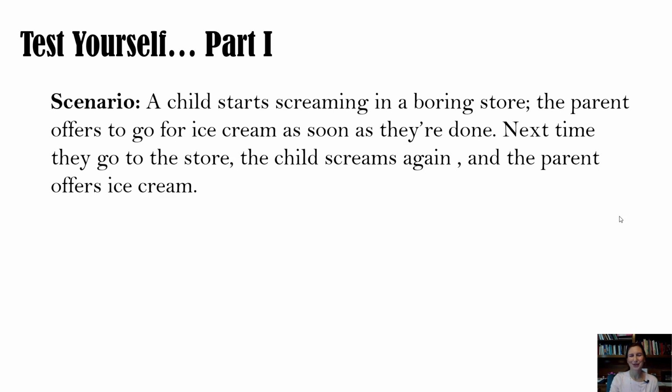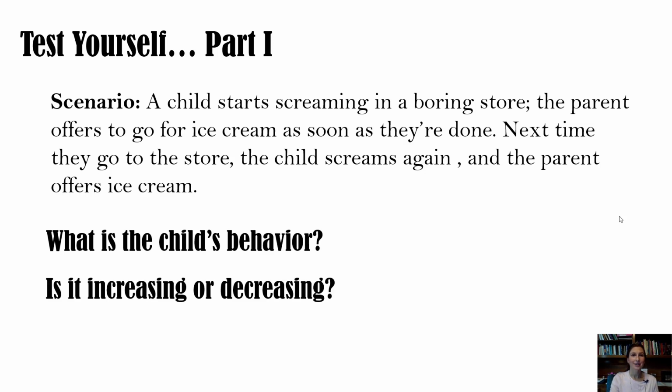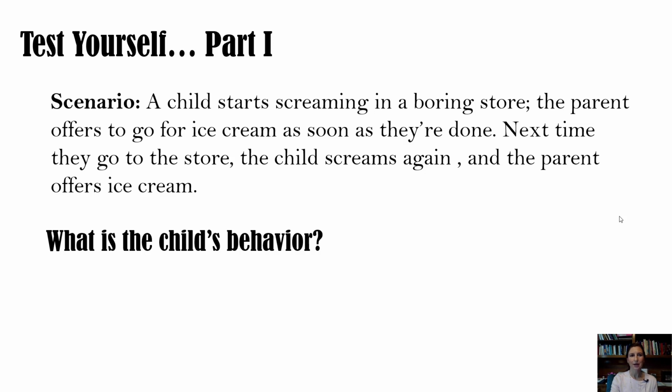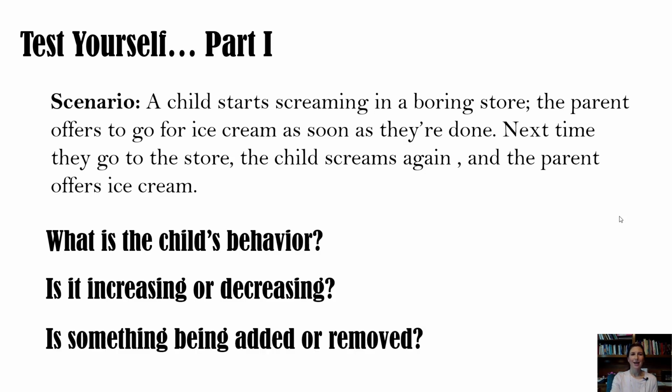So I'm sure you guys have probably seen this. First of all, pick out your child's behavior. So the child's behavior is screaming. Next, is it increasing or decreasing? So this is step 2. And we see that the next time they go to the store, the child screams again. So our behavior is increasing. So we know that it's reinforcement. And then we look at, after the child is screaming, is something being added or removed? And we show that after the child screams, they get offered ice cream. So something gets added. So this would be positive reinforcement.